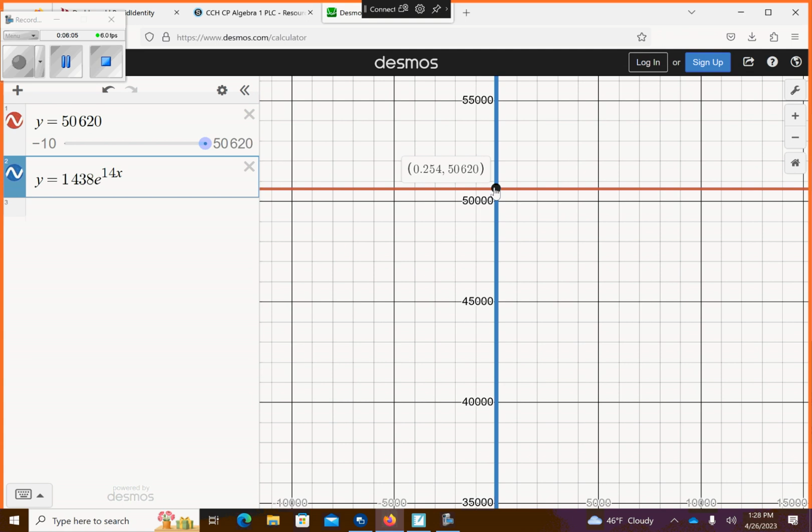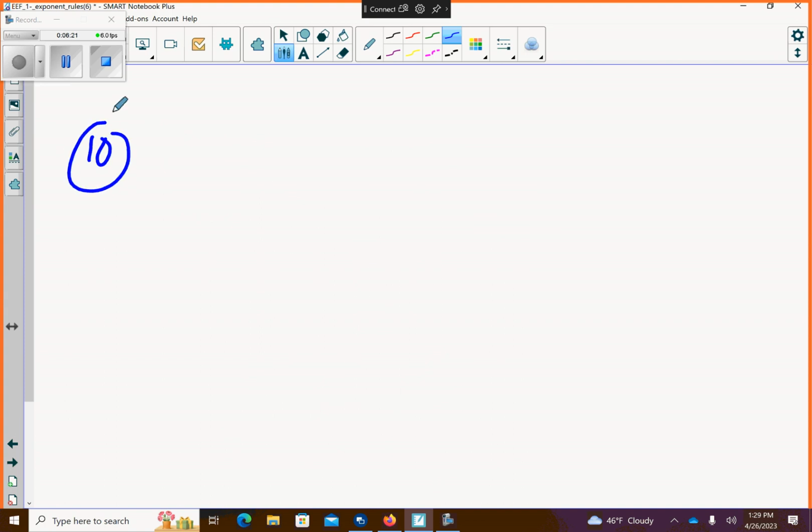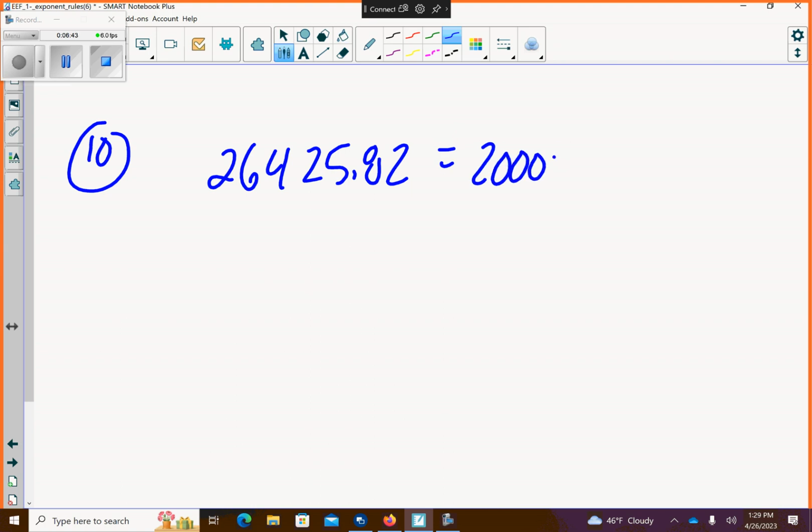And then number 10 says that a nominal rate compounded quarterly would 20,000 have to be invested to get to $2,425.82 in 7 years. Okay, so we're just looking for the rate for this one. All right, so we want to know, when would we get up to this $20,000, and it's compounded quarterly.